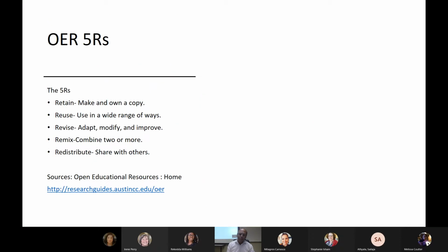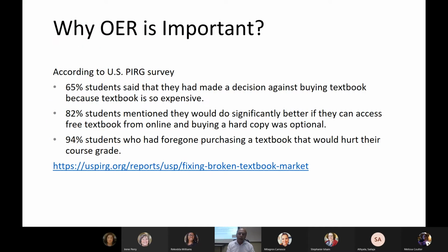The OER 5 Rs are: retain, make and own a copy; reuse, use in a wide range of ways; revise, adapt, modify, and improve; remix, combine 2 or more; and redistribute, share with others. I can explain all of this later, but this is the main principle of OER, what you can do with OER materials. Before I talk about Creative Commons licensing and OER, a little about why OER is important.